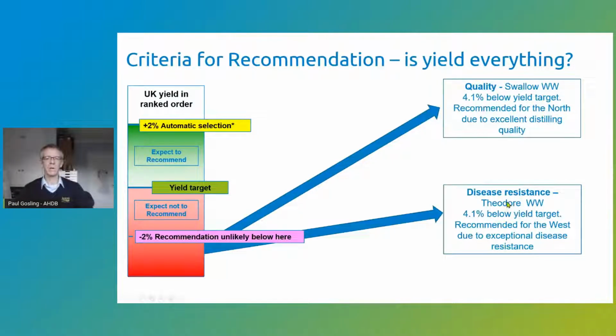and some other features which benefit the north. Last year, we had a variety of exceptional disease resistance. That was Theodore winter wheat. Again, 4.1% below the yield target. It was recommended for the west due to its exceptional disease resistance. Now, these aren't the sort of varieties that are going to take 10 or 15% of the UK wheat area, but they have important characteristics which can be of use to levy payers in some areas for some reasons. And so varieties can get recommended even if they're well below the yield target if they have these other benefits. So yield isn't everything. Yes, it's important, but it certainly isn't everything.